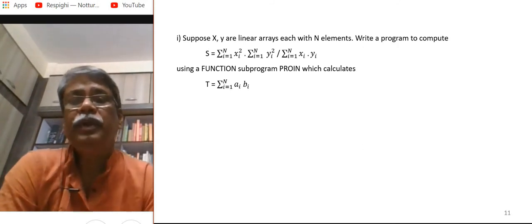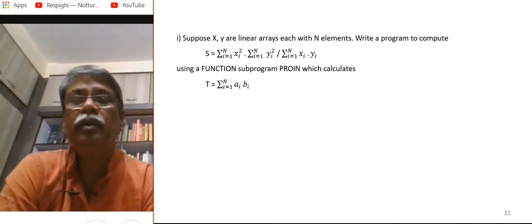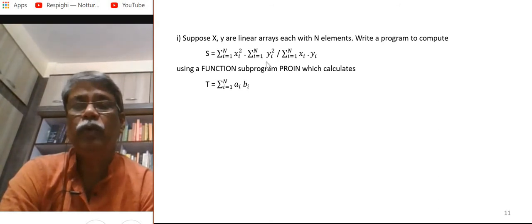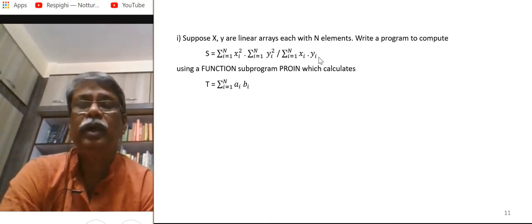Well, the next job looks difficult, but it's not at all difficult. Actually, it follows the same pattern, using a subprogram. Here it is a function subprogram. So your task is to find this s value, and it includes the sum over xi square, yi square, and this is xi yi.